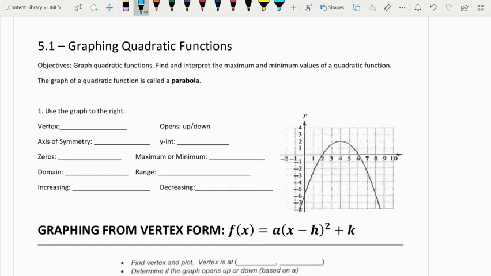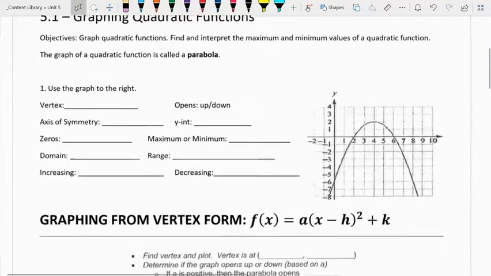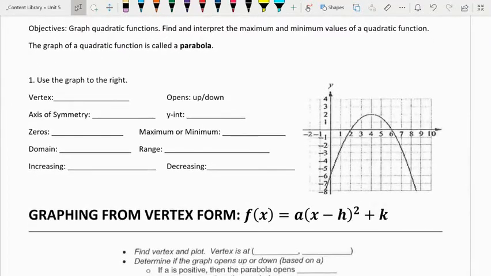So we're going to do 5.1 graphing quadratic functions today, and this is something that we're going to do in two different forms. So the first thing I want to do is just focus on the actual answers of finding the vertex and everything that you see off to the left just by giving the graph, and then we'll do it with an equation.